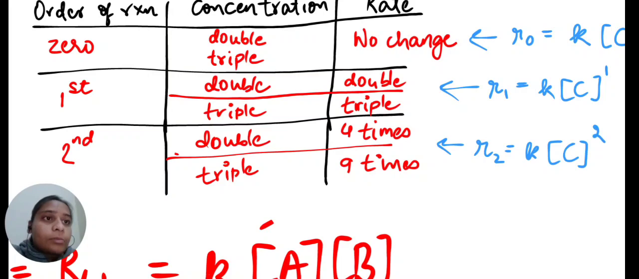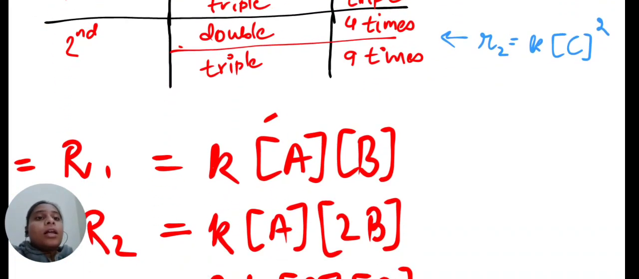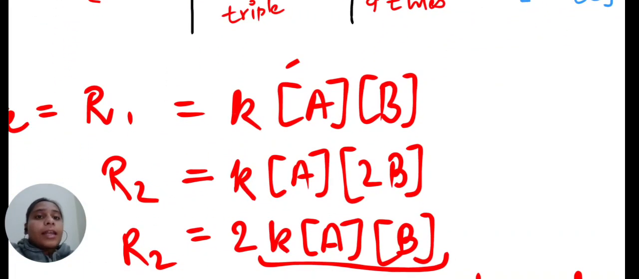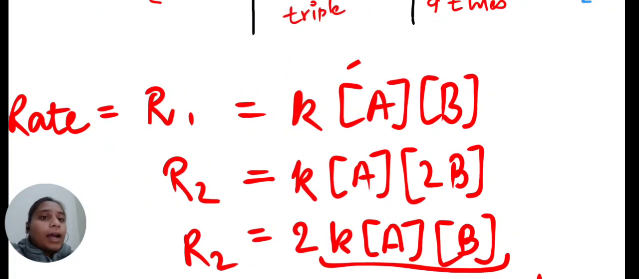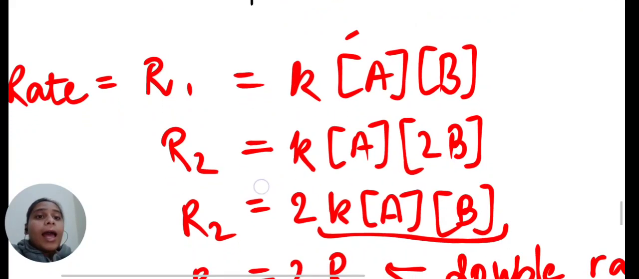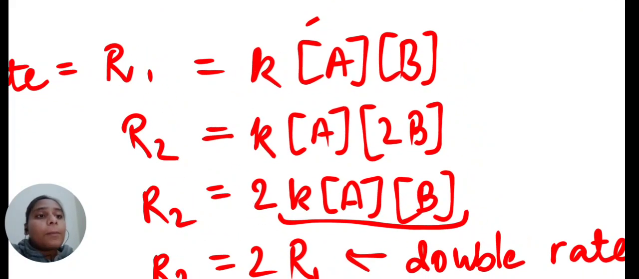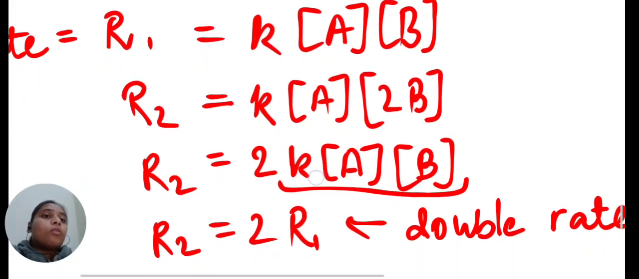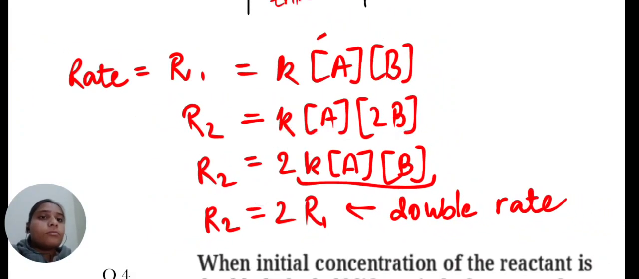So, the above equation was rate. I have denoted it by R1. The rate was given by K, concentration of A into concentration of B. And the question says if we double the concentration of B and the concentration of A remains same, what will happen? Since the order of reaction with respect to B is first order, therefore, the new rate which will be formed will also be doubled. You can see in this explanation which I have written here.